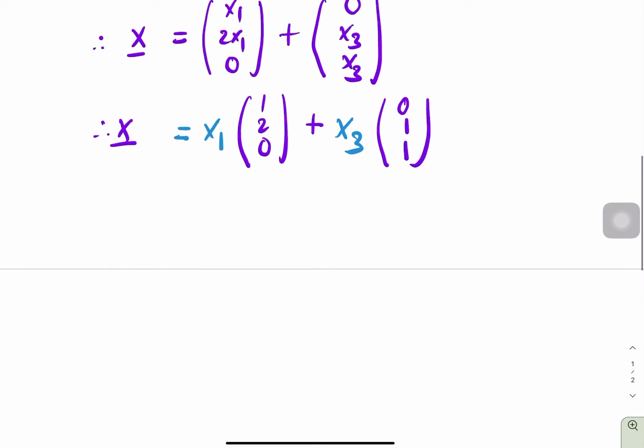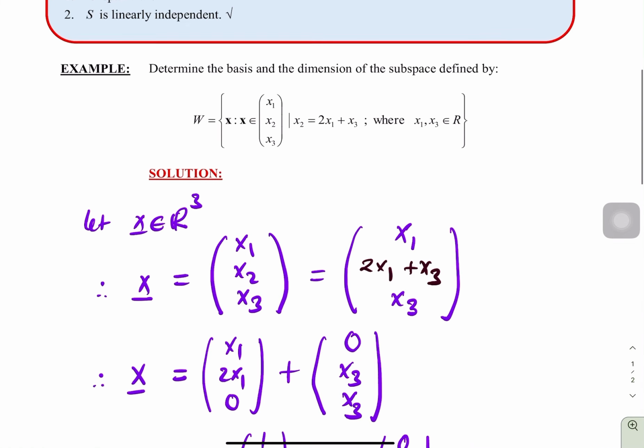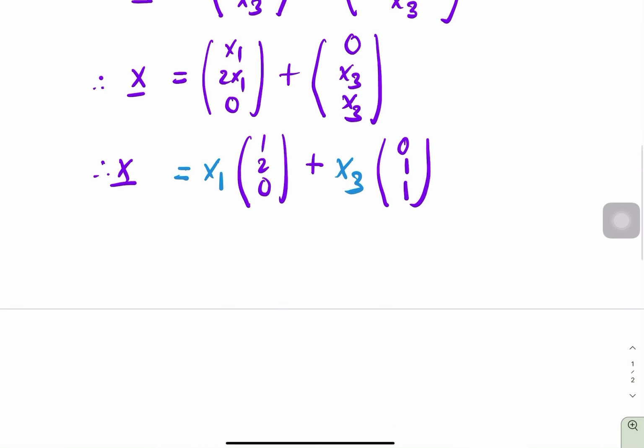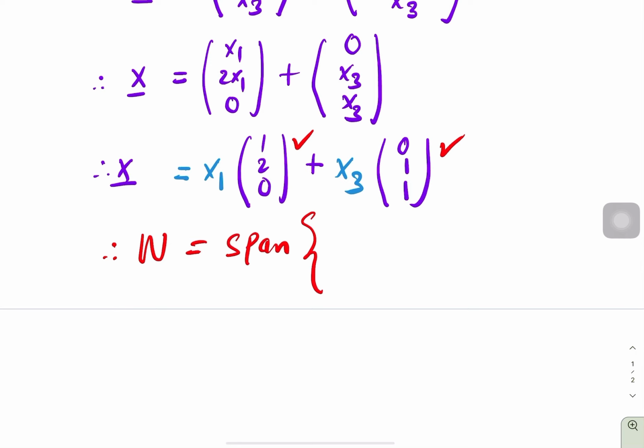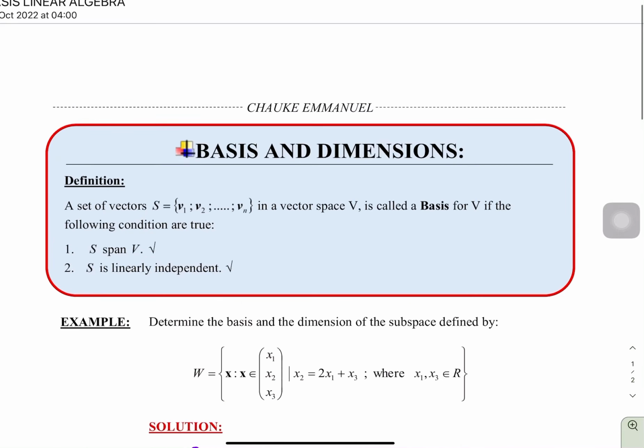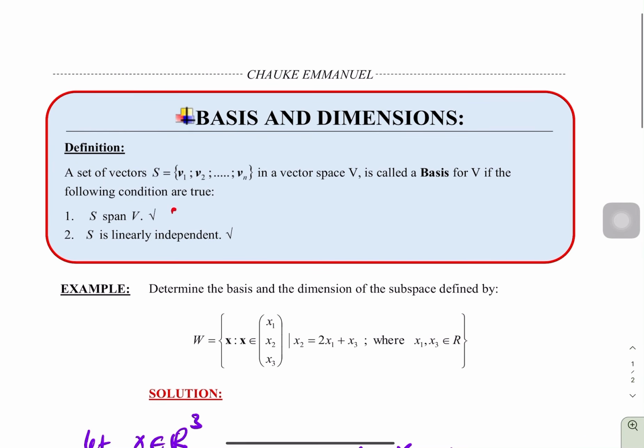So this tells us that the subspace W spans a set of vectors, and those vectors are primarily these ones. These are your vectors that are being spanned. So therefore, I'm now going to say that W spans those vectors, that is 1, 2, 0, and then you're also going to get 0, 1, 1. So these vectors span the set of vectors V. That means you managed to satisfy this particular condition.